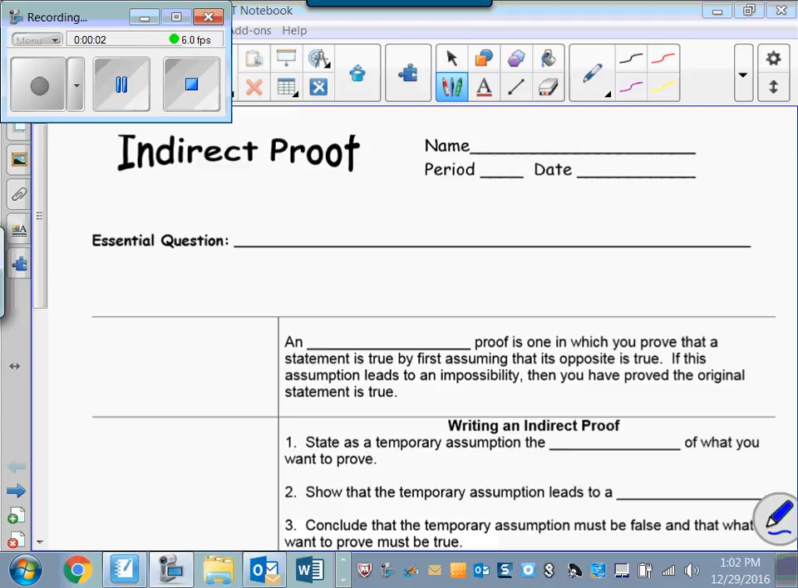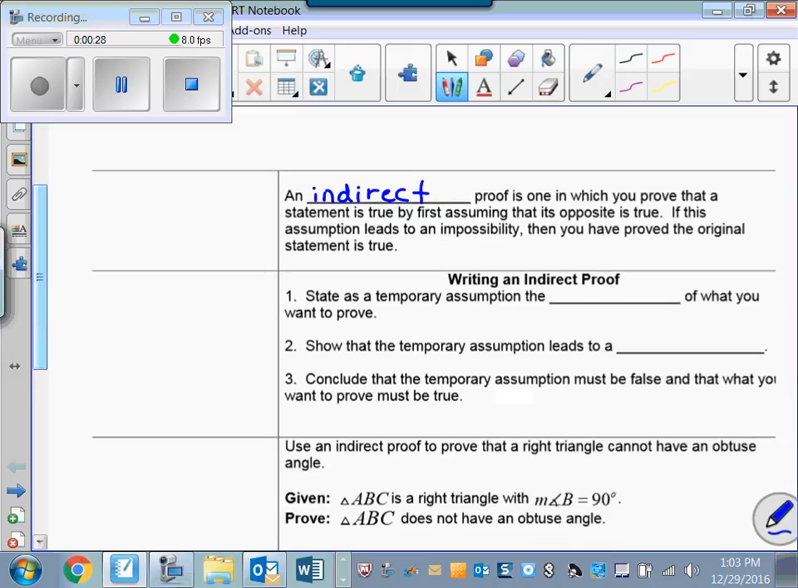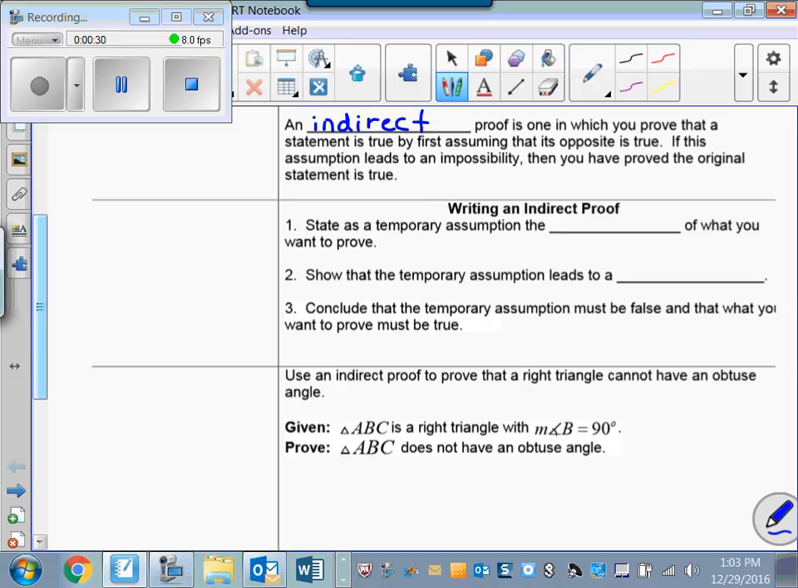We're going to switch gears today and do something a little bit crazy, and it's called indirect proof. What is an indirect proof? An indirect proof is one in which you prove that a statement is true by first assuming that the opposite of the statement is true. If this assumption leads to an impossibility or a counterexample, then you have proved the original statement is true. And you probably use this a lot when you argue with people and you just didn't know it.